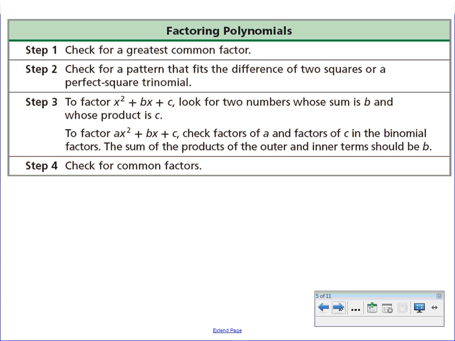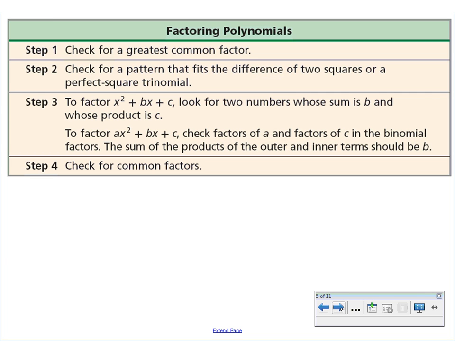Okay, so this slide right here outlines the different steps that you can take when factoring polynomials. Step 1, you always want to look and see, is there a greatest common factor that I can take out? If so, you always want to factor that out first. Then you want to check to see if you are left with a difference of squares or a perfect square trinomial. That's like what we did yesterday with the factoring special products.